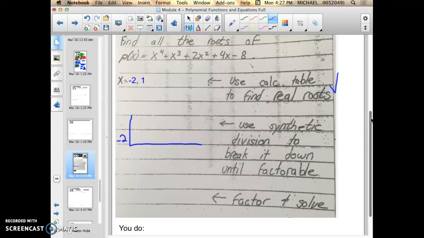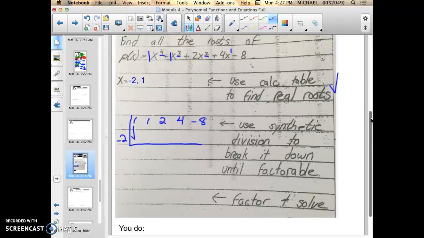I'm going to put the coefficients up, so 1, 1. Then I'm looking at the powers. It goes from 4 to 3 to 2 to 1, so there's no space holders needed. And it's 1 and 1, and then the next number is 2, and then 4, and finally negative 8. Synthetically divide negative 2 out of this.